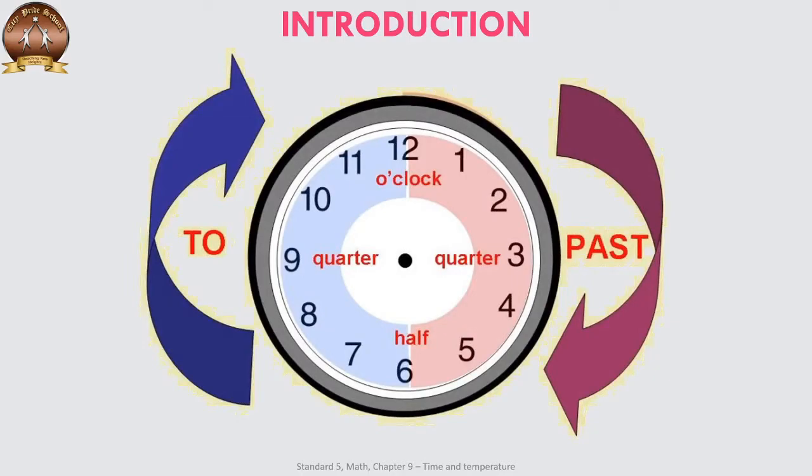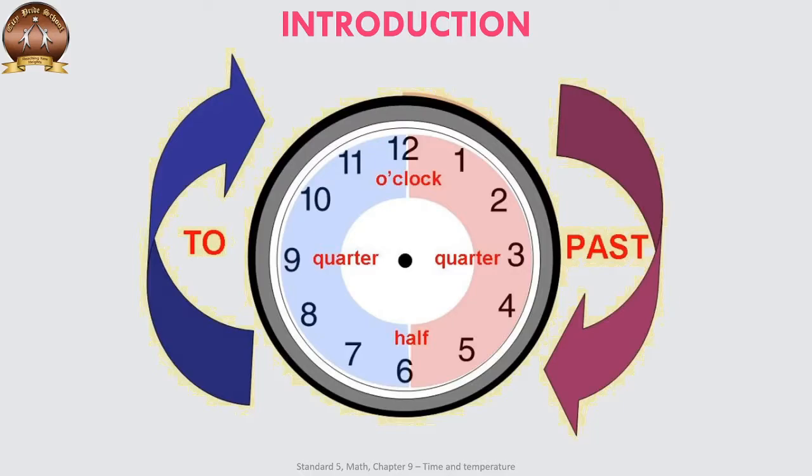Towards the right side of the clock we have the word "past" written, and towards the left we have the word "to" written. Near 12 it is o'clock, and 3 and 9 both represent quarters, and when it's close to 6 it represents half. Now we all know how to read this 12-hour clock. We have learned how to read this 12-hour clock.